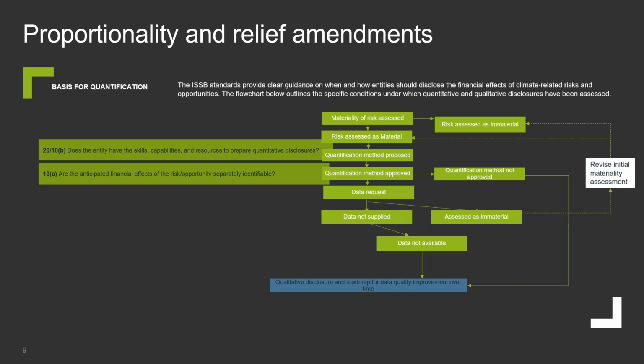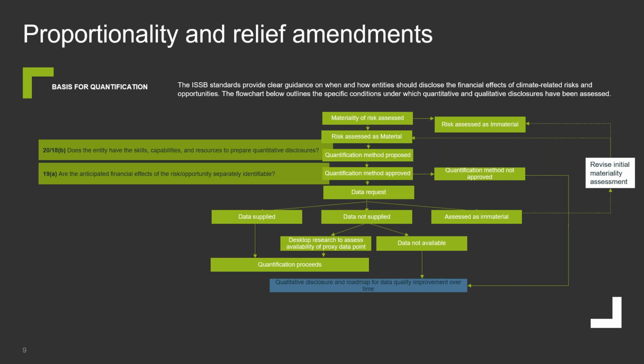It also may be the data request goes out and you can't provide the data. Maybe it's not available. Maybe you need to source additional data or have estimations and assumptions. If there's no data to do the quantification, you will again design that qualitative disclosure and use that to design a roadmap for data quality improvement.